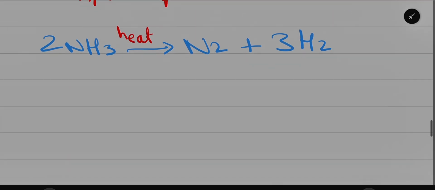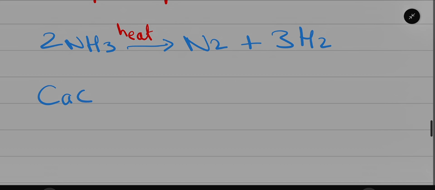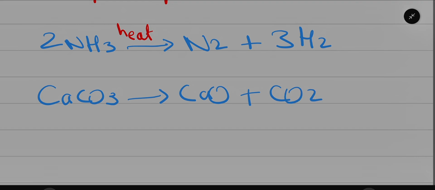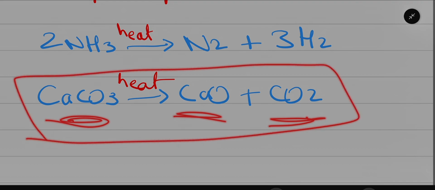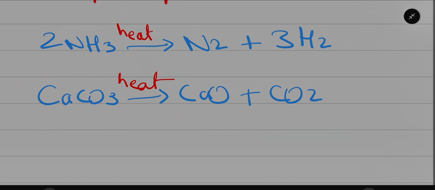Let's do another example. The example that we have is calcium carbonate. If we add heat, we get calcium oxide and carbon dioxide, right? So one compound breaks, and two simpler compounds are forming. So this is called a decomposition reaction. So this ends part 1 of our energy changes / rate of reaction chemical reactions topic.